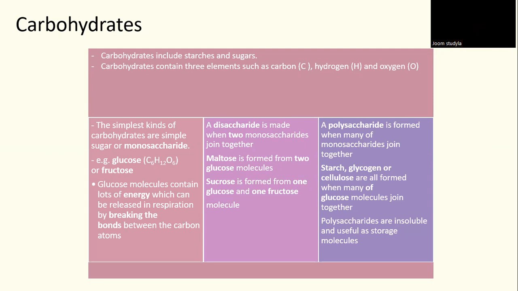A disaccharide is made when two monosaccharides join together. Example, maltose. Maltose is formed from two glucose molecules. Sucrose is formed from one glucose and one fructose molecule. And finally, a polysaccharide is formed when many monosaccharides join together. Starch, glycogen, or cellulose are all formed when many glucose molecules join together. Polysaccharides are insoluble and useful as storage molecules.